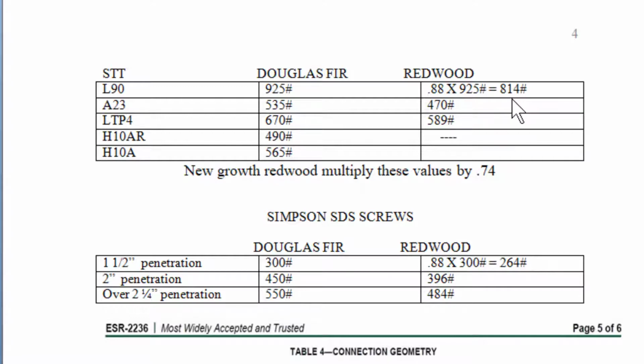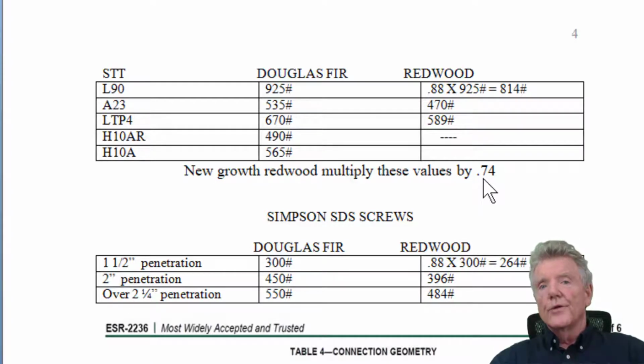Now, if we're working with new growth wood, in other words, we look at our mud sill and it's only 1.5 inches thick, and it's redwood, we have to multiply everything by 0.74, and then we get completely different values. So you see why it's so important. If you don't do this in your retrofit designs, you'll come way off.